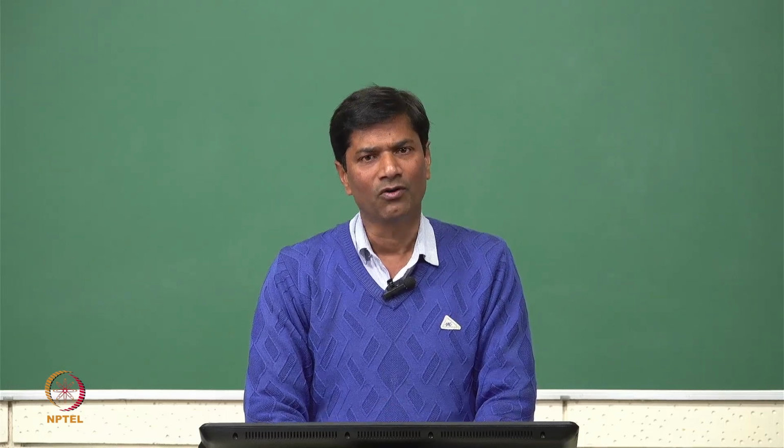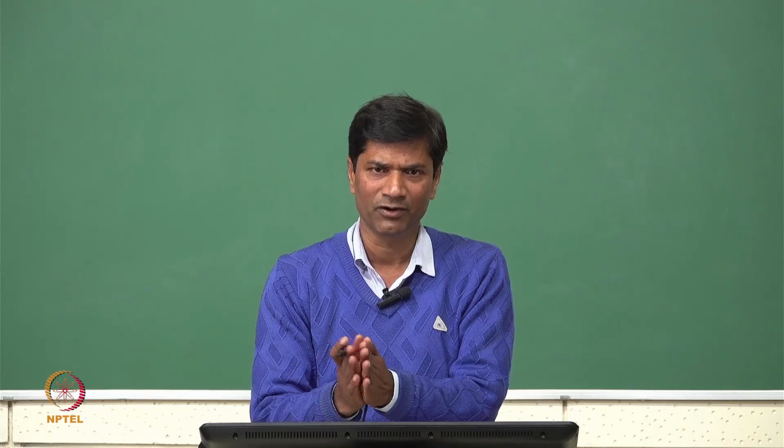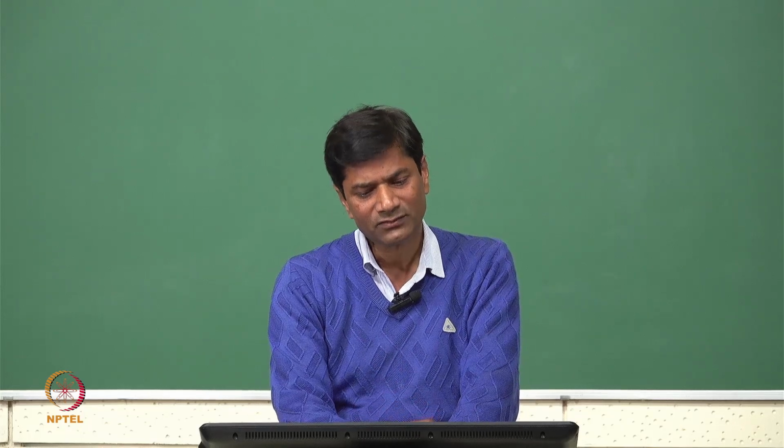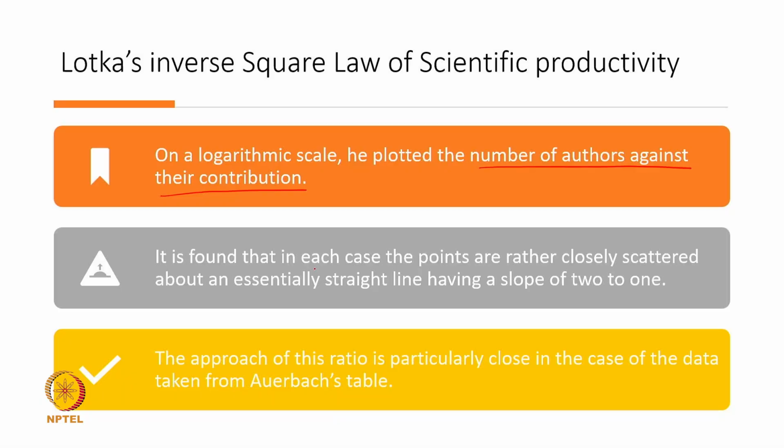Now, on a logarithmic scale, he plotted the number of authors against their contribution. Because he had already counted the authors and contributions using Chemical Abstracts and Auerbach's physics, he now plotted the number of authors against their contribution. He found that in each case the points are rather closely scattered about an essentially straight line having a slope of 2 to 1.